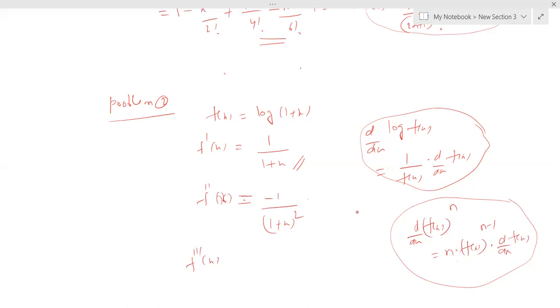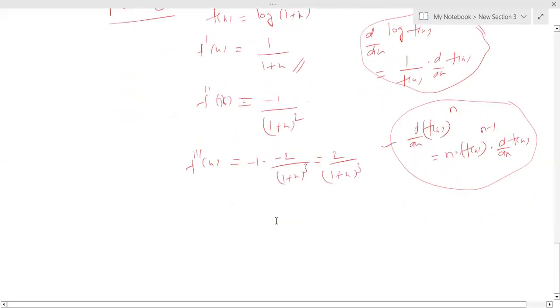Similarly, we take f triple dash of x, because in the problem it appears up to x cube. Same thing, 1 plus x whole power 2 is moved to the numerator, it becomes 1 plus x whole power minus 2. Apply this formula, we get minus 1 as usual, minus 2 by 1 plus x whole cube. Then the resultant value becomes 2 by 1 plus x whole cube. Now we stop the process.